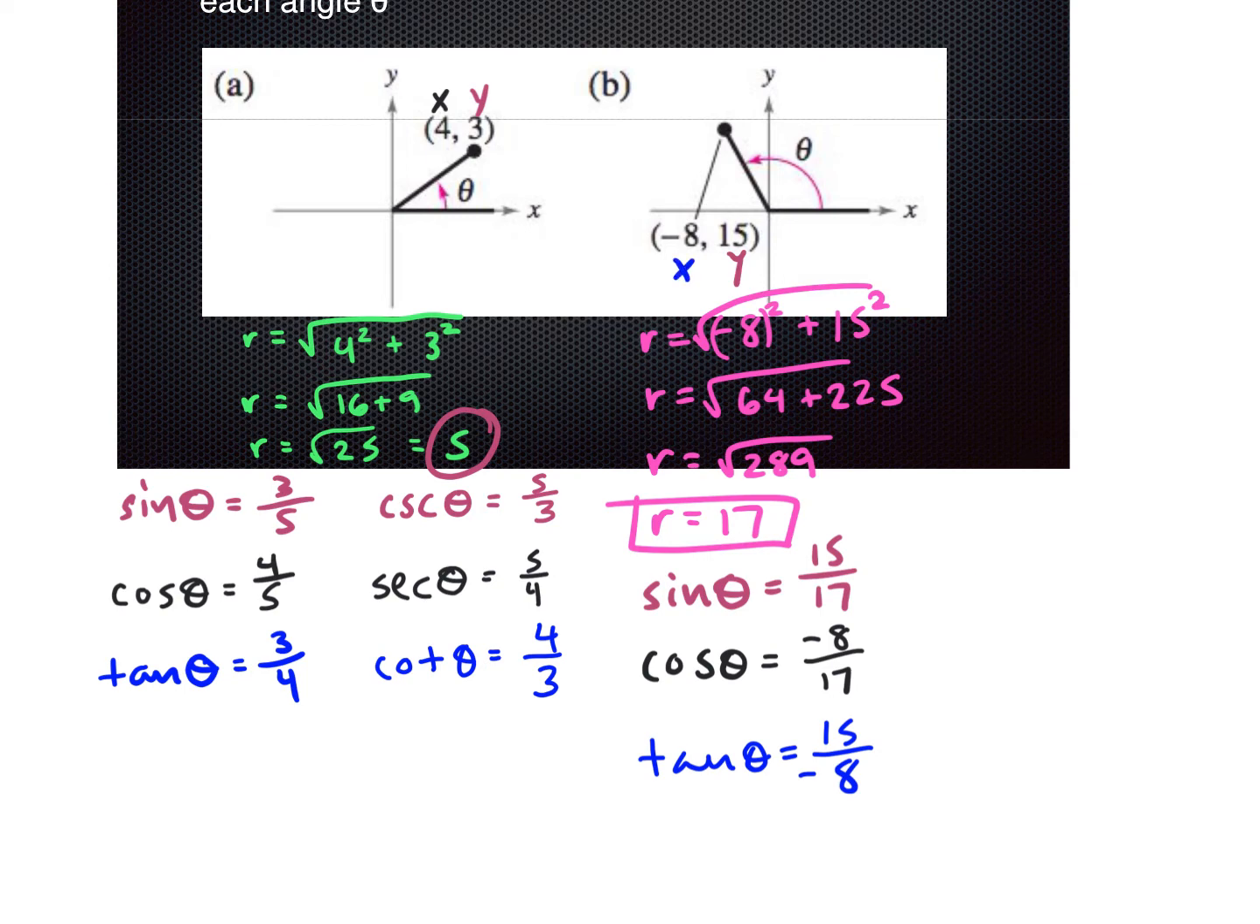So next we have our reciprocal functions. So cosecant of theta, 17 over 15. Secant of theta, 17 over negative 8. And cotangent, negative 8 over 15.